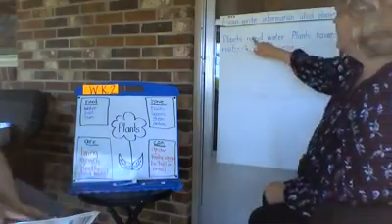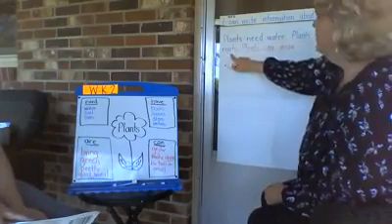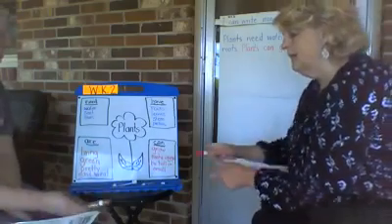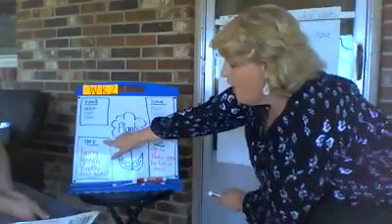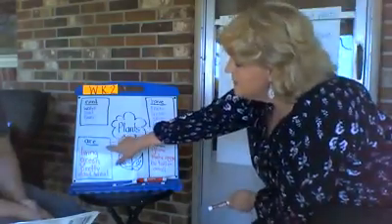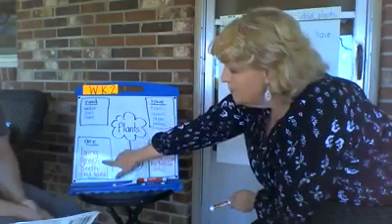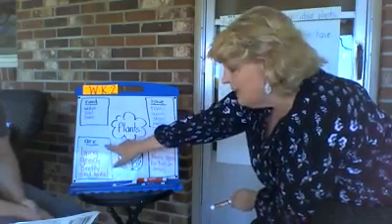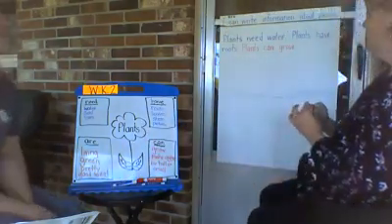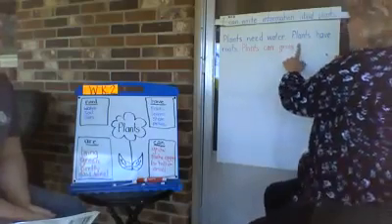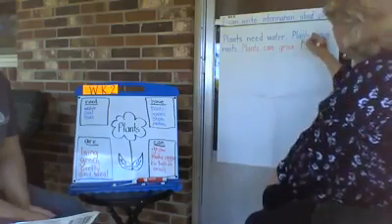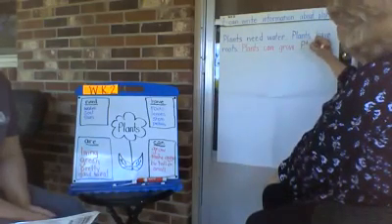Okay, so we've got plants need water, plants have roots, plants can grow, and we have one more sentence. And that's plants are, and why don't we put plants are, we could say living, or plants are, what about pretty? I like pretty. Yeah, that sounds good. Let's do pretty, because I like plants. I think they're pretty. So I'm going to put a finger space here. I'm going to start my P uppercase, because it's the beginning of a sentence. Plants.